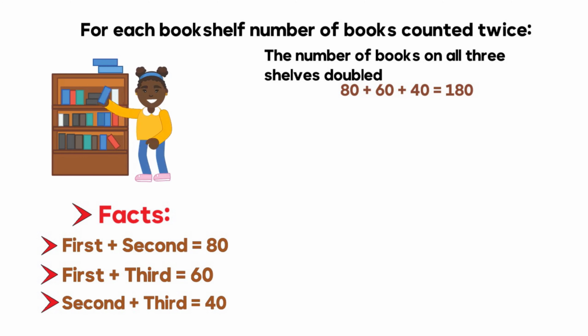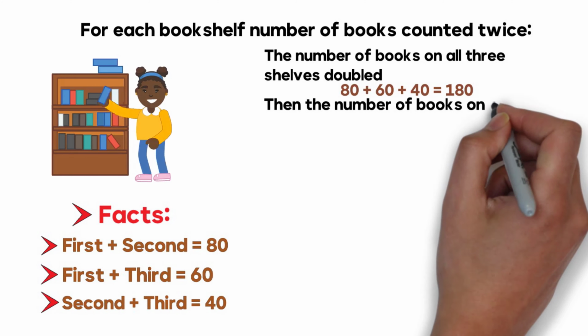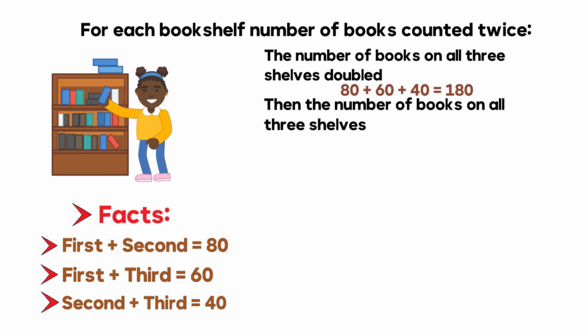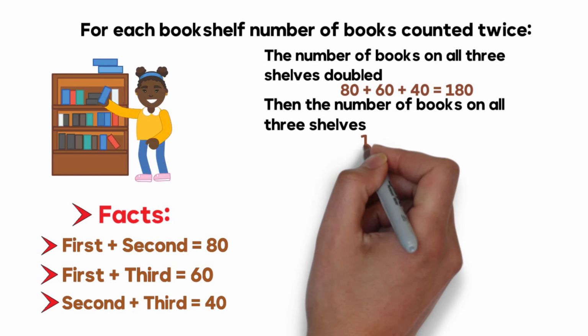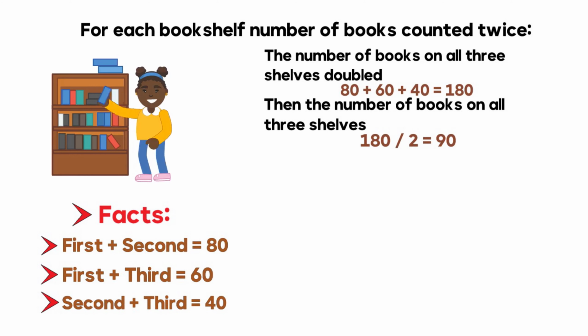Because 180 is the double number of books, we can calculate just the total of books on all three shelves. We can do it by dividing 180 by 2, and the result is 90. And now we can calculate the number of books on each and every shelf.